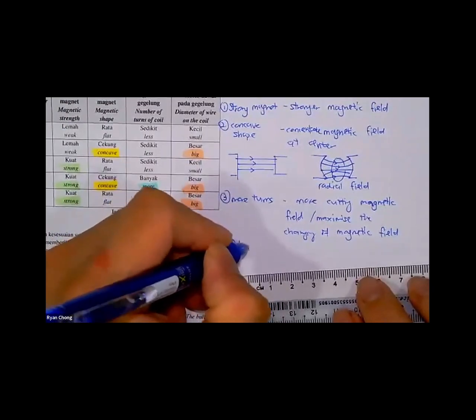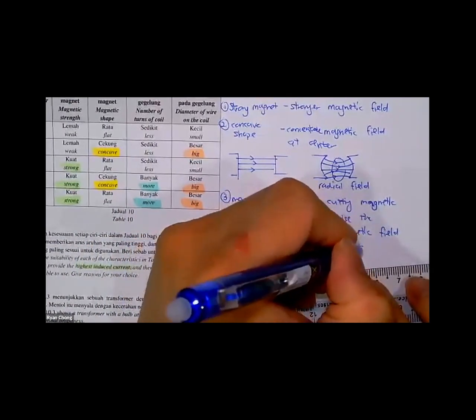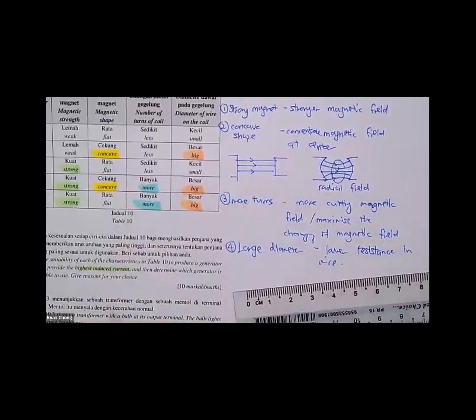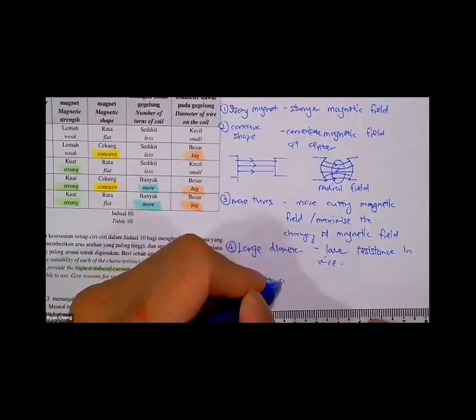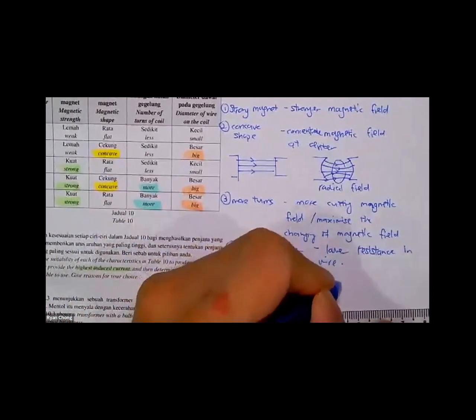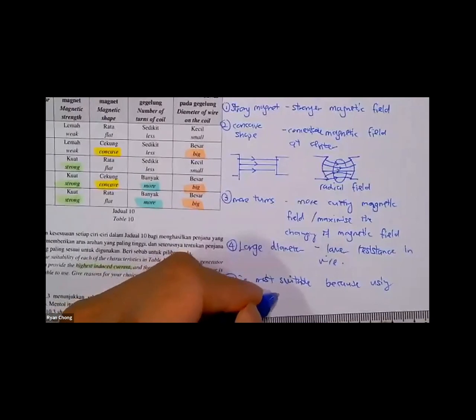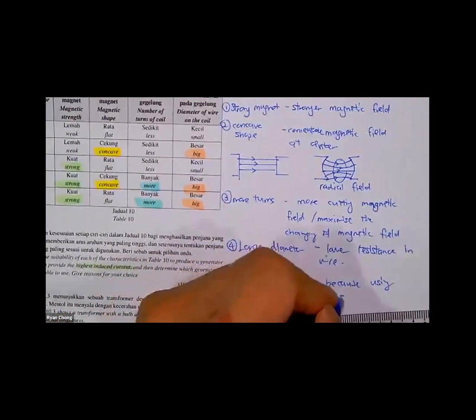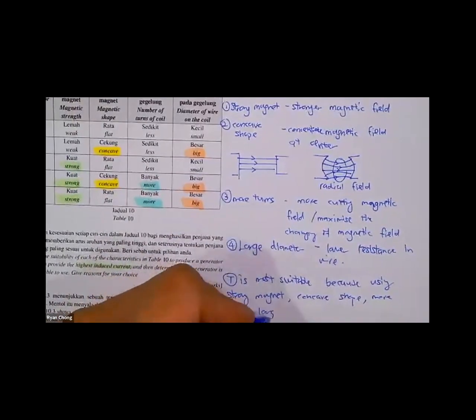Then of course you must have a large diameter. Reason: lower resistance in wire, so greater current will flow. So among all, T is the most suitable. Remember, for most suitable, you also have to mention the reason: using a strong magnet, concave shape, more turns and large diameter.